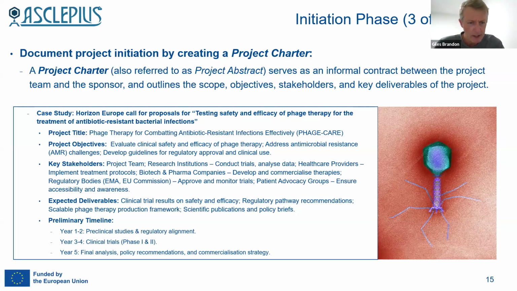Expected deliverables. These are just defined very generally at this stage, but the deliverables in the project will almost certainly be things like clinical trial results showing the safety and efficacy, some regulatory pathway recommendations, a scalable phage therapy production framework, scientific publications and policy briefs. And what might be a preliminary timeline?